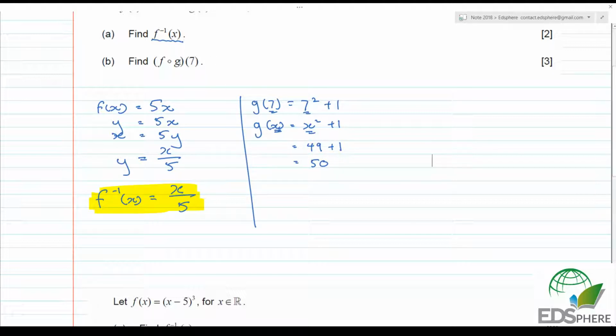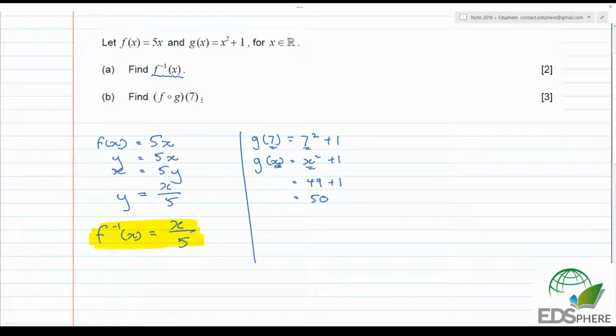What I found so far was g of 7. So I'm going to put the g of 7 into the f, so it becomes f of 50 equals 5 times 50. Does that make sense? Because g of 7 was equal to 50, so fg of 7 means f of 50. And that is where we're going to get 250. Voila, that will be your answer, guys. Very simple, very to the point, isn't it? Amazing.